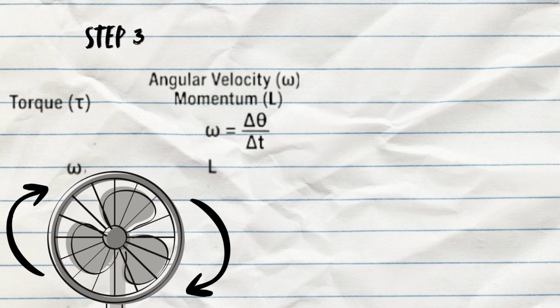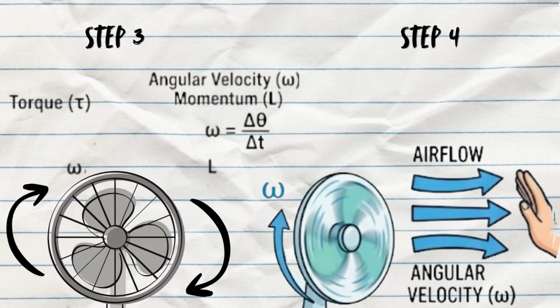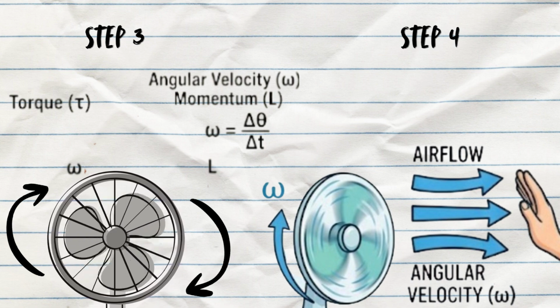Moving to section 3, as the blades spin, they achieve angular velocity, which is omega. Angular velocity is the rate of turning, represented by the formula omega equals delta theta over delta t. Simply put, a faster rotation means a higher angular velocity. Finally, in section 4, this rotation results in airflow. Because of the blade shape and the pressure difference it creates, a greater angular velocity directly leads to a stronger and faster airflow. This is how the fan successfully moves air to keep us cool.